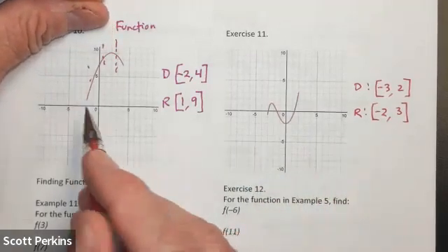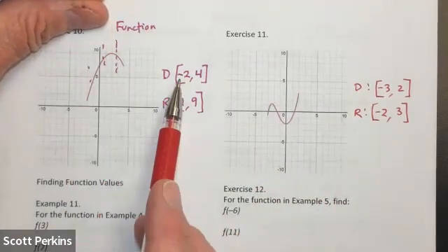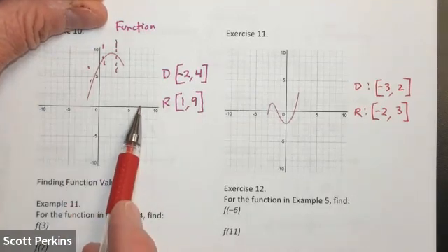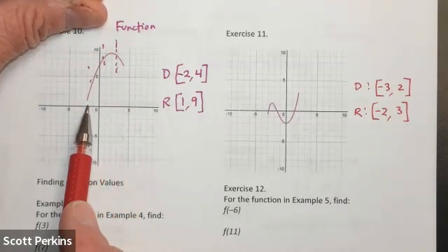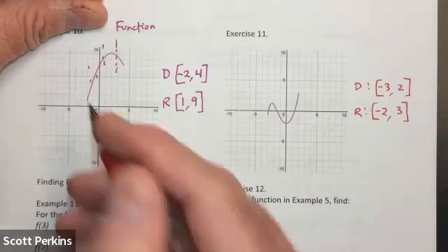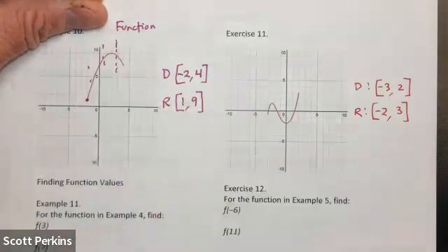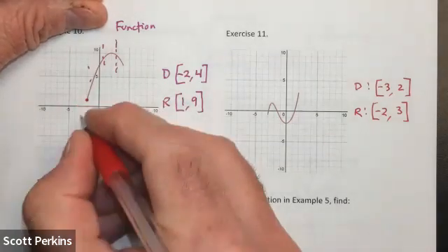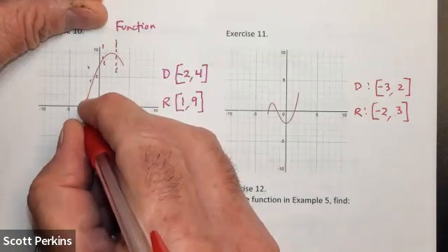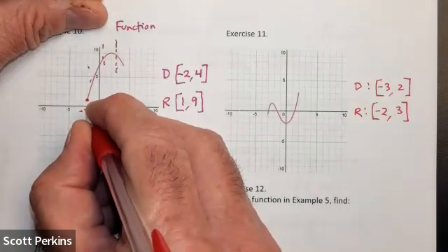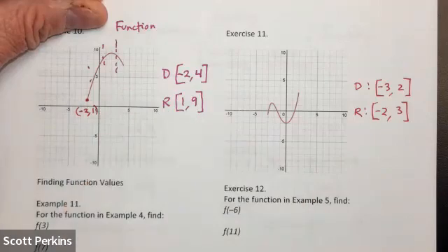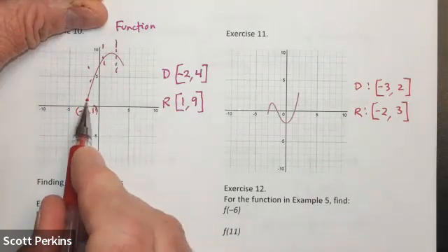419. Okay, so I'm looking at, for my domain, I look left and right. How far left? What's the leftmost point? Well, it's this point right here. I'm going to make a little dot. What are the coordinates of that point? That point is -2, 1. Okay, so that tells me that the lowest x value is -2.